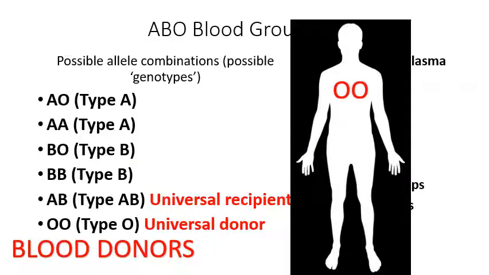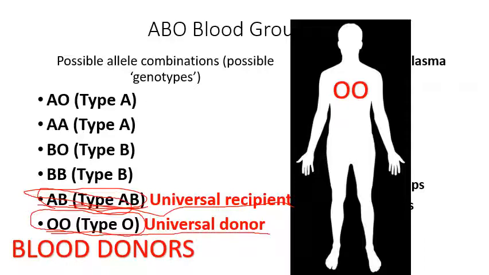Okay, so a person who has type AB blood can receive blood from any of these other people, but they cannot donate blood to anybody except another AB patient. And because they can receive blood from anybody without their immune system rejecting it, they're referred to as universal recipients. A type O person can only receive blood from another type O person, but they can donate blood to anybody without fear of it being rejected, and so we call people with blood type O universal donors.